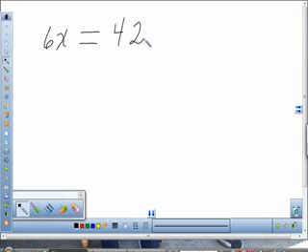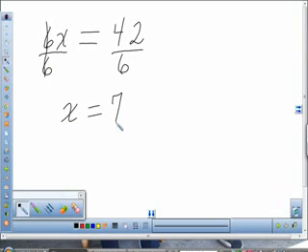Multiplication. What undoes multiplication? Division. So I want to divide both sides, and this is how we can show division when it's not a fraction. We're going to use the fraction bar as a division bar, and we're going to divide both sides by 6, because I'm trying to get rid of that 6. It goes to 1. It leaves me with 1x. And 42 divided by 6 is 7. Questions? Okay, I want to check it.